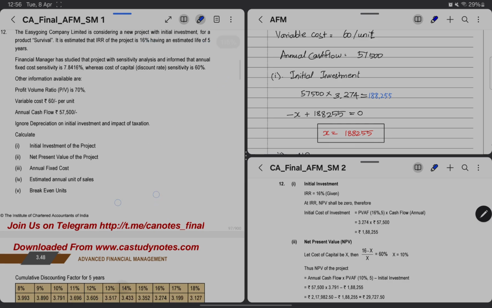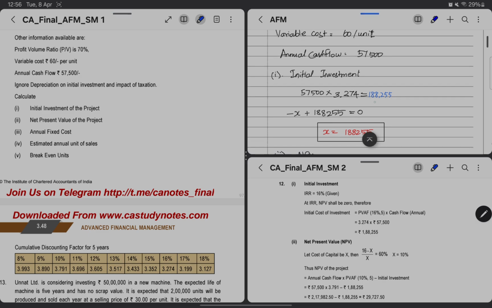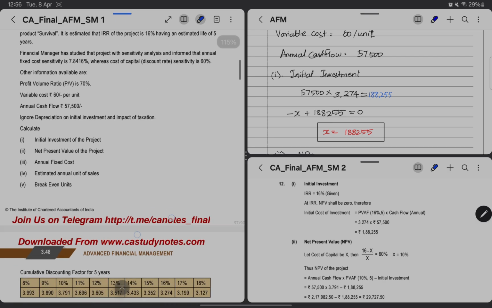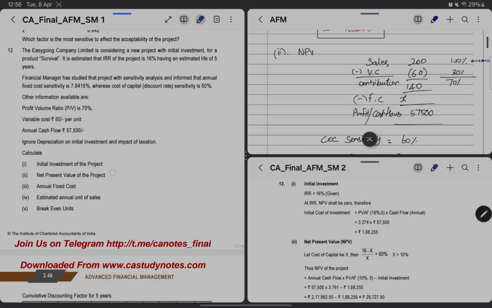So they have already given cumulative factors for 5 years, wherein at 16% the rate is 3.274. So if we multiply 57,500 into 3.274, we will get a value of 1,88,255. So our initial investment also will be the same. Going further, they are asking us to calculate NPV. So NPV is simple.